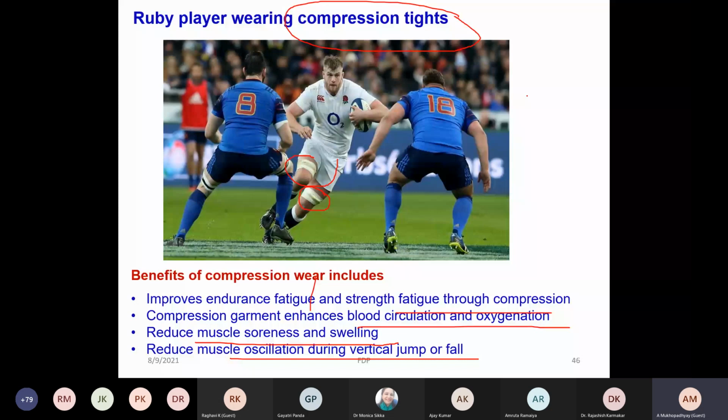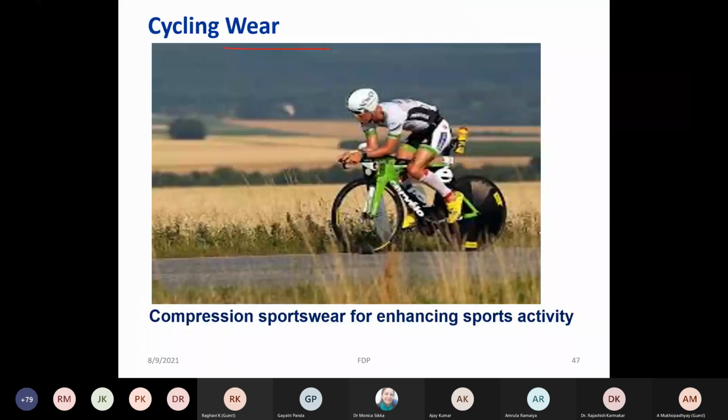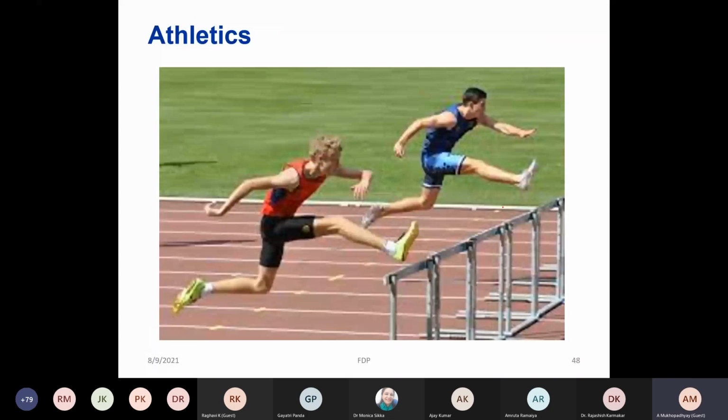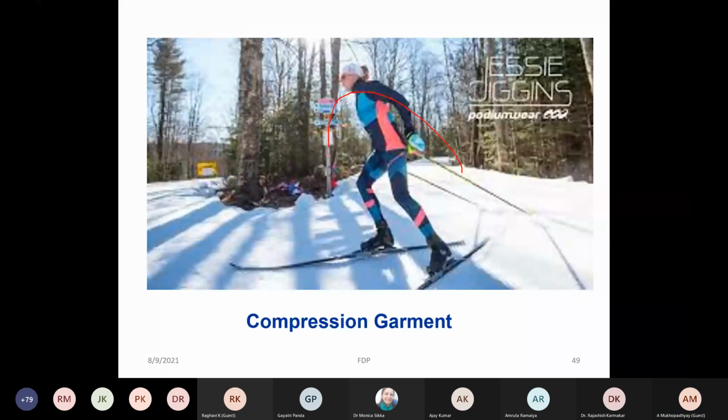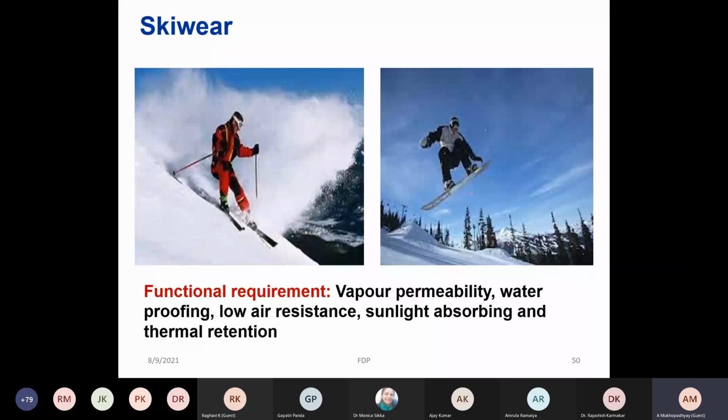The structure is different. Like here, if you see the cycling wear, compressional sportswear is essential for cycling. For athletes also, we can have compressional tights, to enhance the performance of the athletes. We can also have compressional garments for ski wear, to enhance the performance of a person. Now coming to ski wear, this is the requirement.